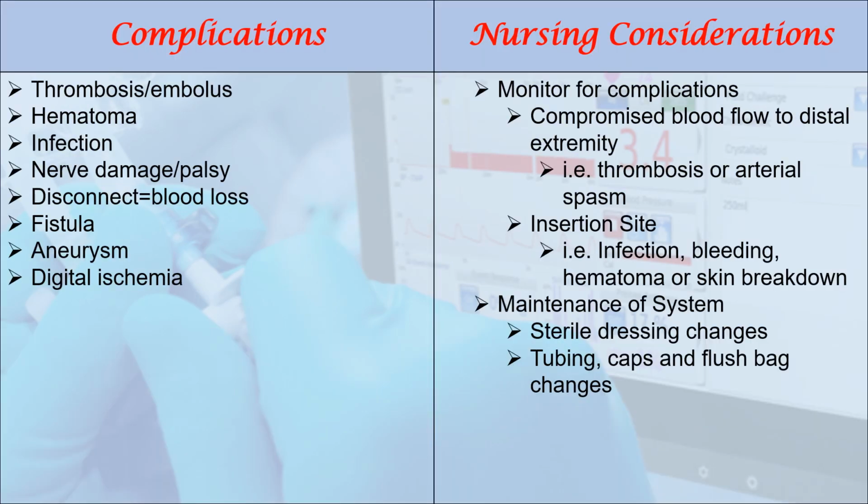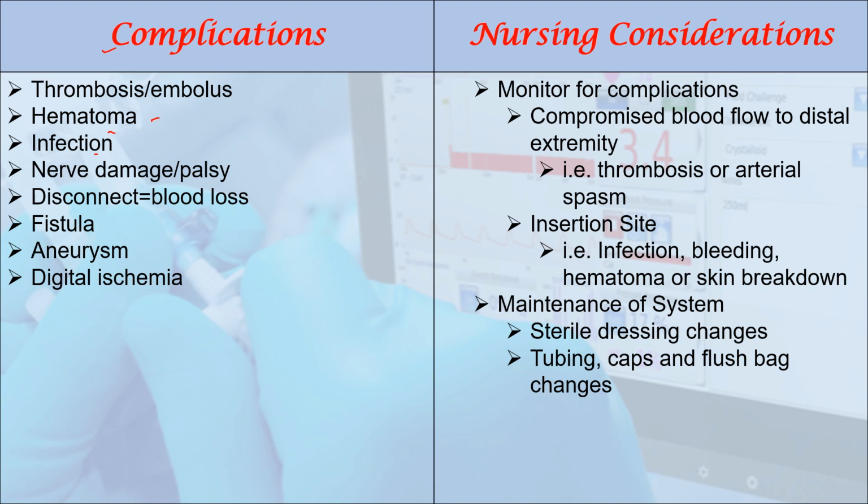Next we see what are the complications and what are the nursing considerations. First, the complications. The complications are thrombosis or emboli. As the intra-arterial line stays for a long term, the risk of emboli formation or thrombus formation is small. Then hematoma, that is intra-arterial hemorrhage or escape of blood into the cells that leads to hematoma formation. Then infection, nerve damage or palsy, that is paralysis, may occur.